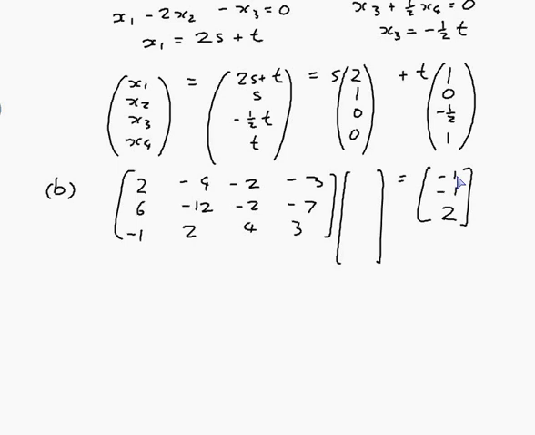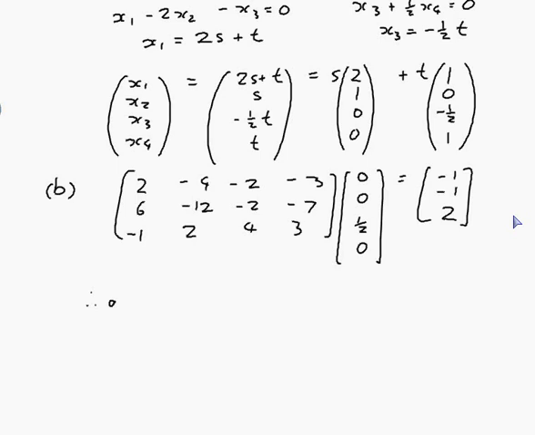Let's see if a half of column 3 will do what we want. Half of column 3, minus 2 times a half would be -1, 4 times a half would be 2. Excellent! It's just a half of column 3 and none of column 1, none of column 2, and none of column 4. That produces the correct answer. So that's my particular solution, 0, 0, half, 0.